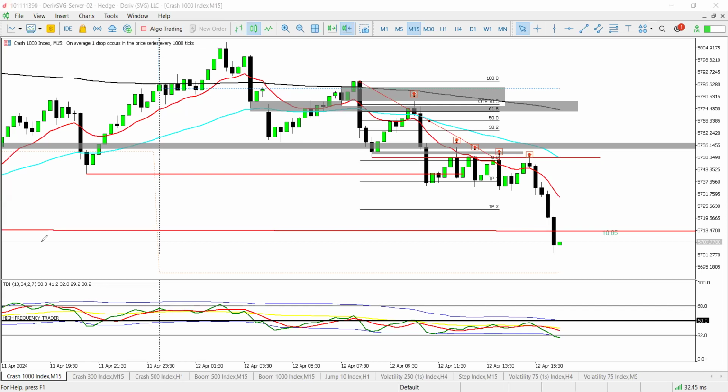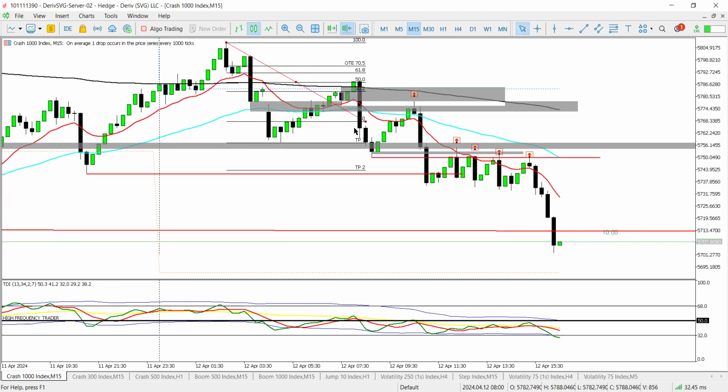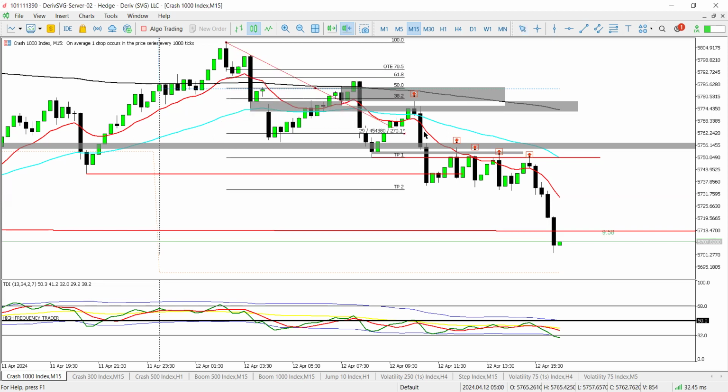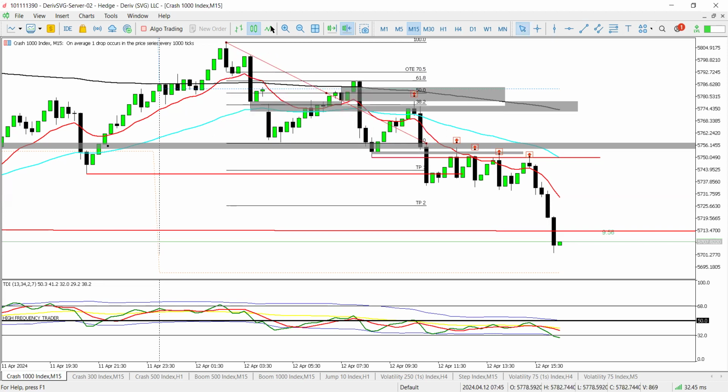So that's how you use a fib. Every time you see a push down, for example, this first push here, you can still run your fib there into the future. If you notice on this particular one, we came into 38.2. We started actually rejecting there on 38.2. The price continues slightly extending.